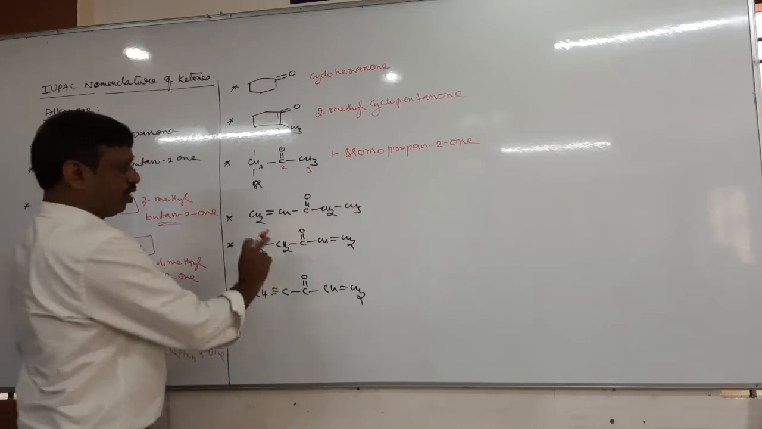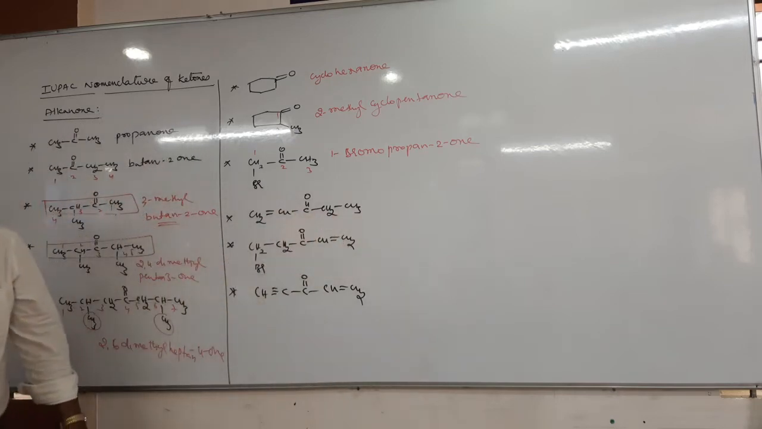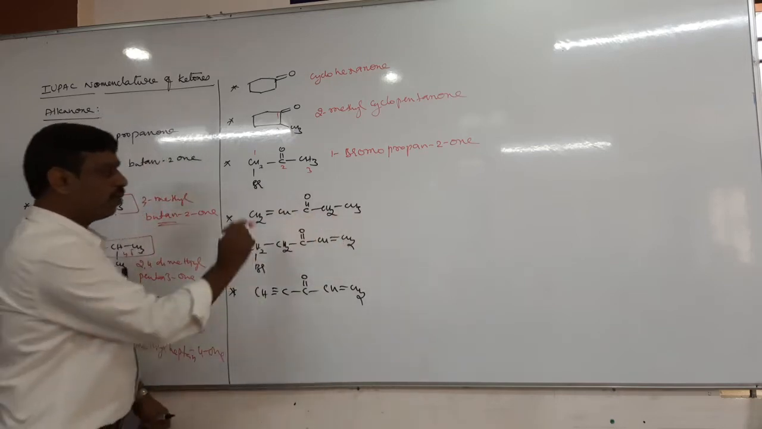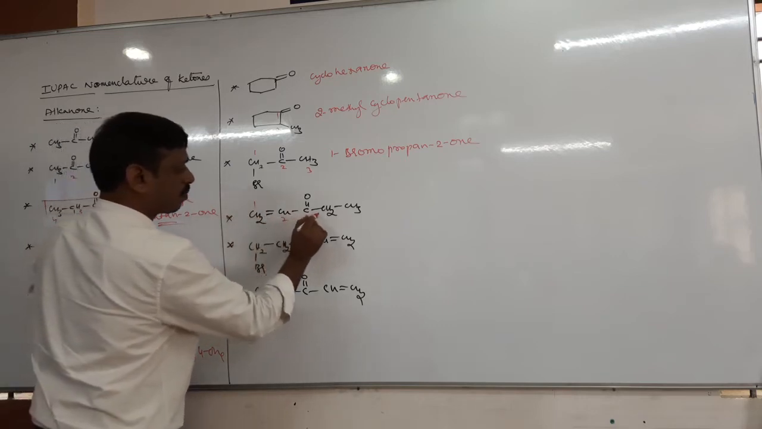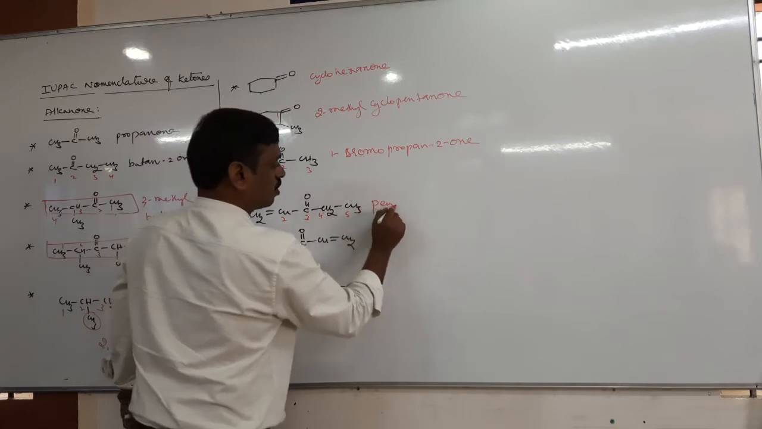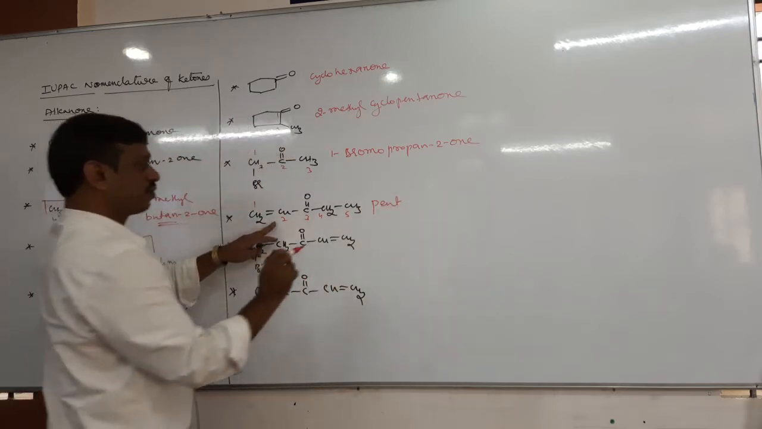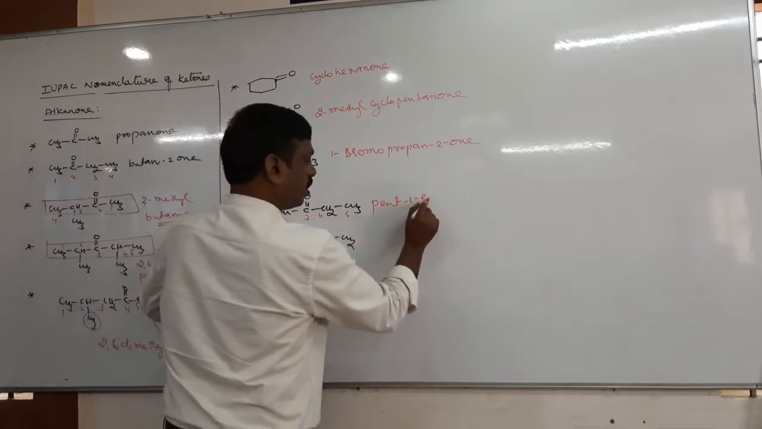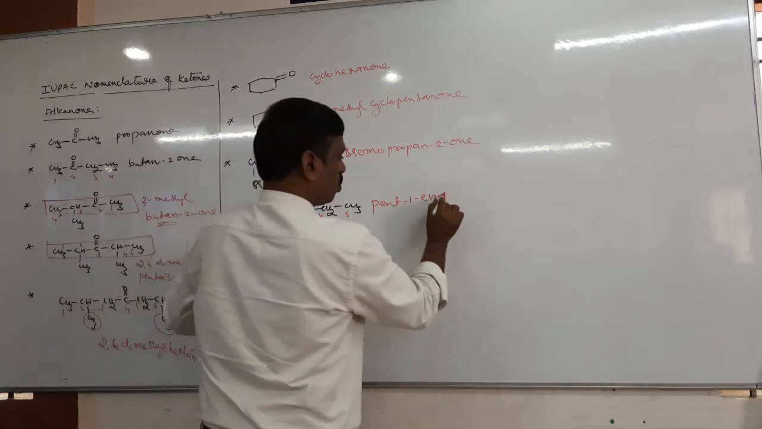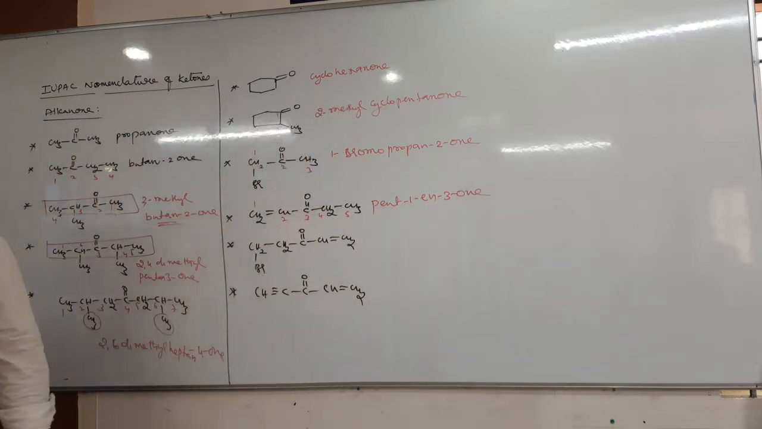Next, 1, 2, 3. The keto group gets the same numbering from both sides. So the double bond has to get first priority. Okay, then tell me, it is a pent. Pent A-N-E or E-N-E? Pent ene. Which ene? Pent 1 ene. Which one? 3-one. Pent 1 ene 3-one.